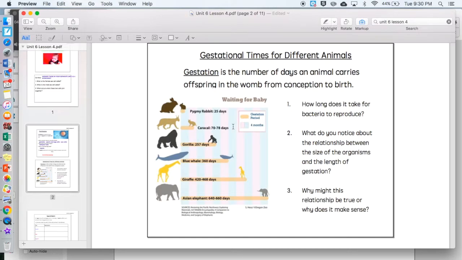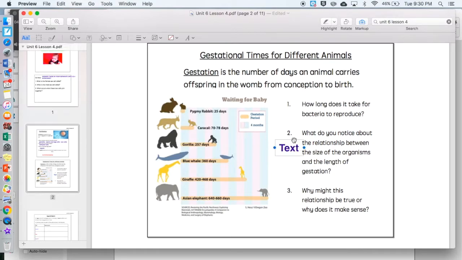We have a rabbit, a small rabbit, a pygmy rabbit, takes 25 days from fertilization to birth. A caracal is 70 to 78 days, so about 2 months, a little bit longer. It's showing you the blue and pink. Each stripe represents 2 months. Together, blue and a pink stripe are 4 months, and then the yellow is how long the baby or fetus is in utero before it's born.